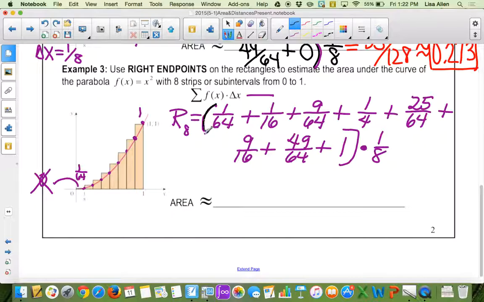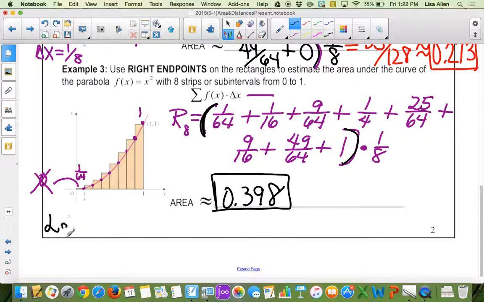So then we add up what's in the parentheses. Multiply that then by 1/8, and you get 0.39, and it would be about 398. So that would be the right-hand estimation for the area under the curve. Now, take the left-hand estimate and then add it to the right-hand estimate, and then divide it by 2 and see what you get. Take that and see what you get.